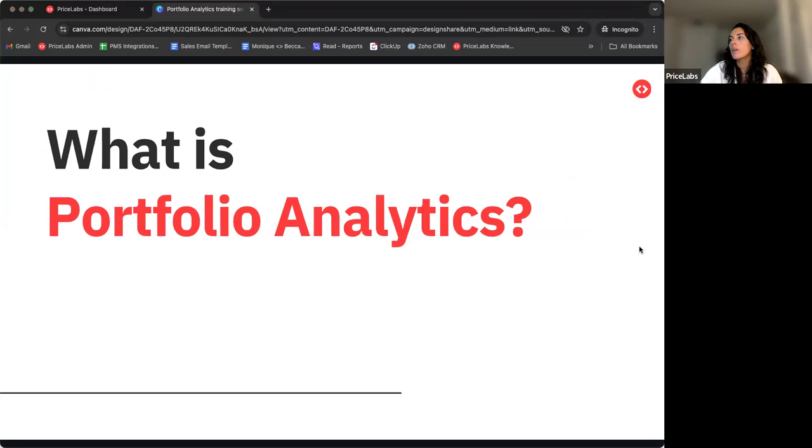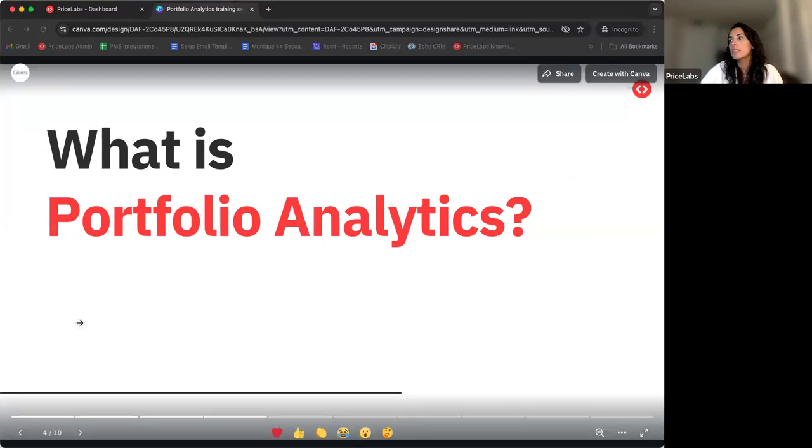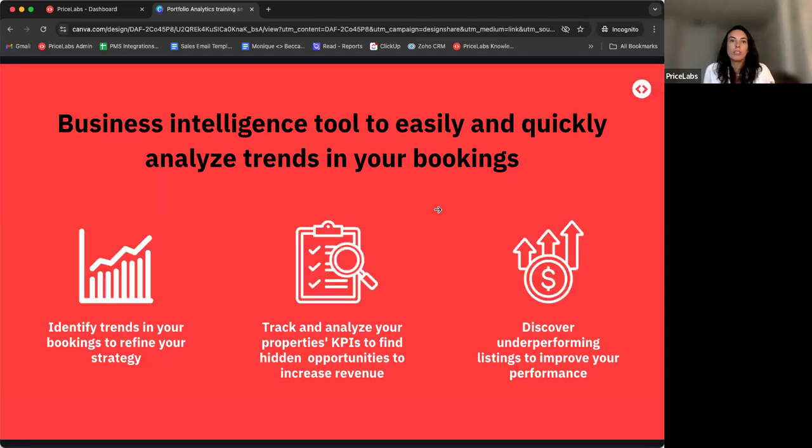So, like I said, portfolio analytics is a business intelligence tool meant to help you identify trends in your bookings, to start to refine your strategy. So you'll be able to do that based on things like booking trends, occupancy, ADR, and we'll cover all of that. You'll be able to track and analyze your property's KPIs, find opportunities where you can increase revenue and or occupancy. Portfolio analytics also makes it easy for you to identify underperforming listings. That way you can quickly make changes to those specific listings without having to click around and look through your entire portfolio if you're managing a lot of listings.